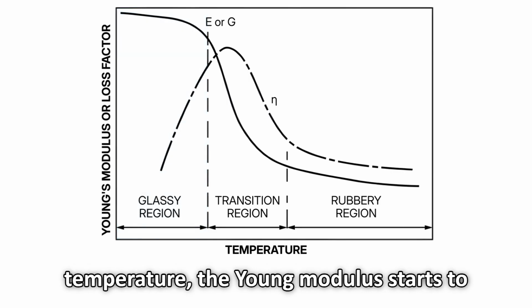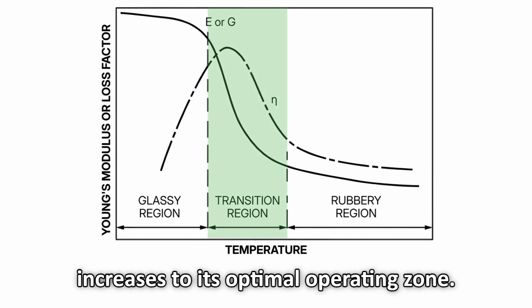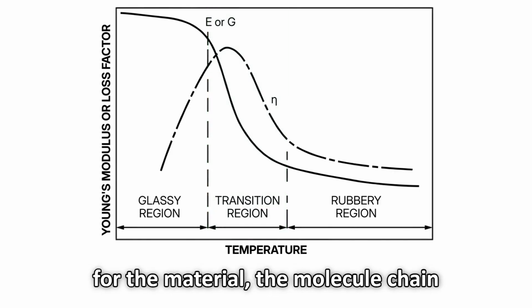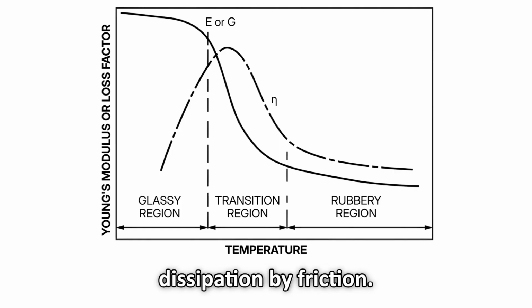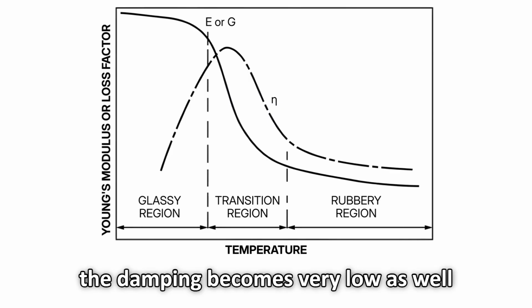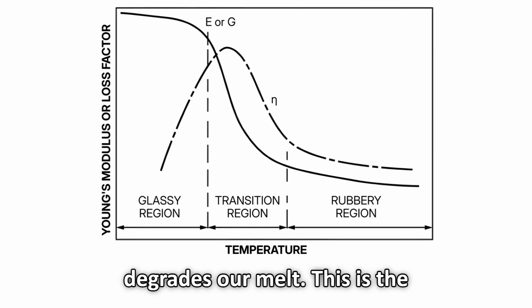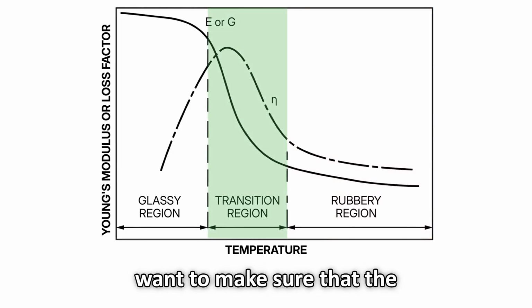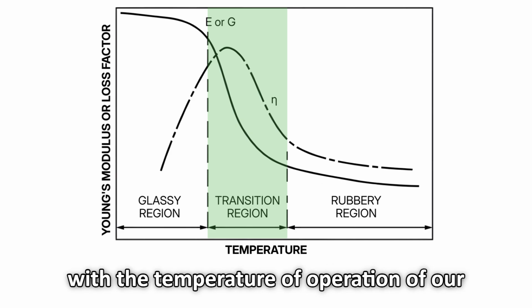At medium temperature, the Young's modulus starts to go down, but the loss factor increases to its optimal operating zone. Then, when the temperature is too high for the material, the molecule chain becomes loose, and then there's no more dissipation by friction. The damping becomes very low, as well as the Young's modulus, until it completely degrades or melts. This is the rubbery region. As design engineers, we want to make sure that the transition region fits with the temperature of operation of our application.